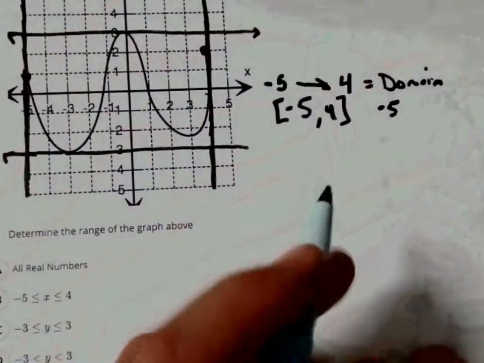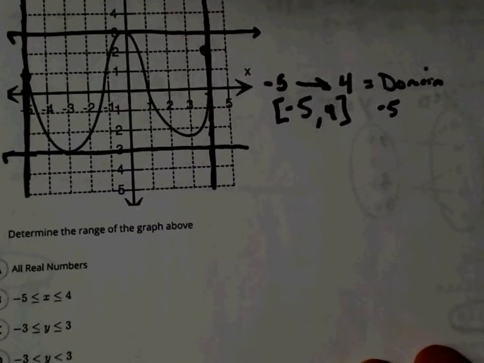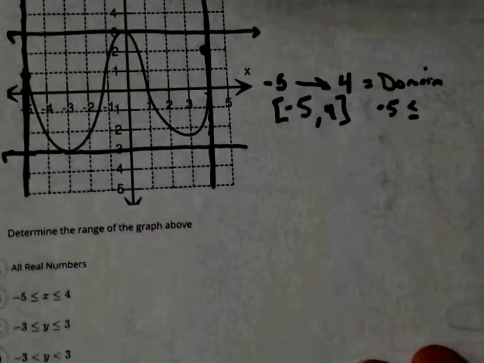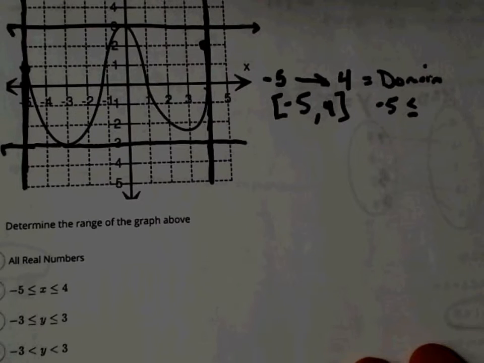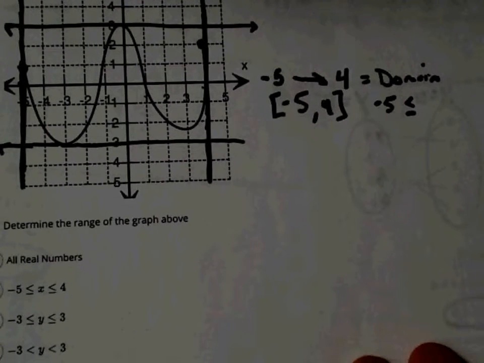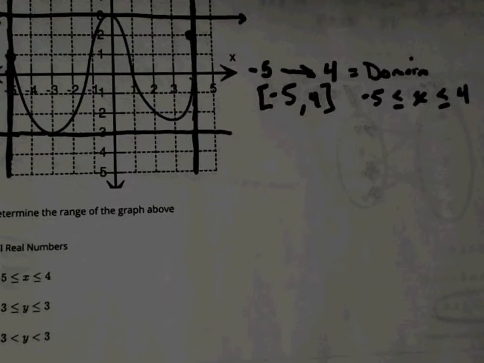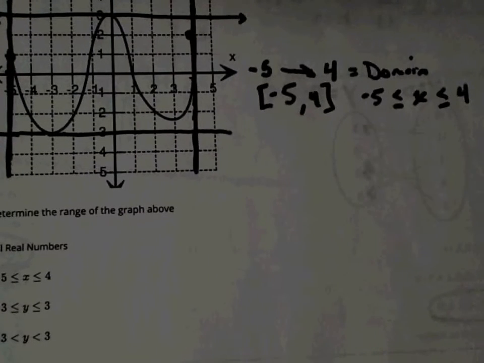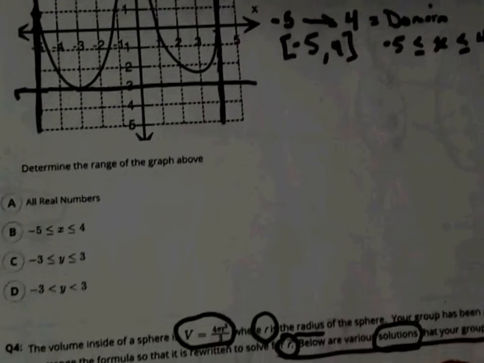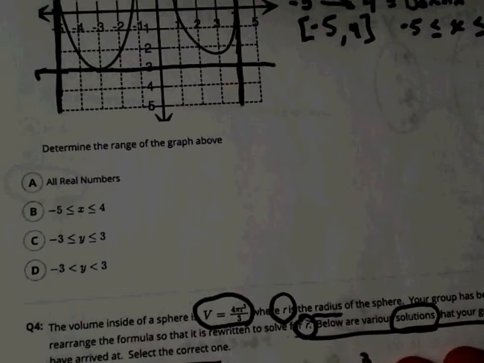Still goes -5. Does it include -5? It does. So that's going to be that the x is greater than or equal to -5, right? So we're going up the number line. That's my x. And then this one would be less than or equal to 4. So that's another way to write it. Now, does that answer show up? Yeah. It does. However, why is that not the answer?